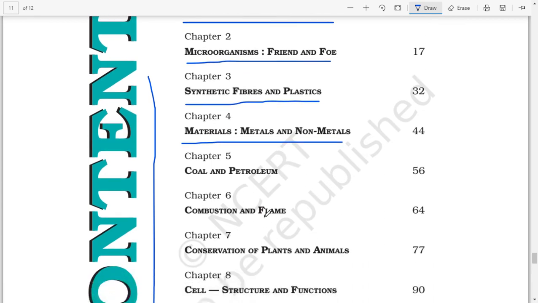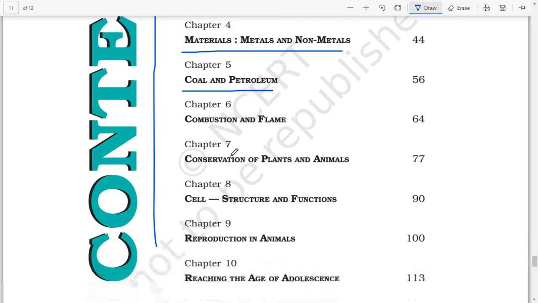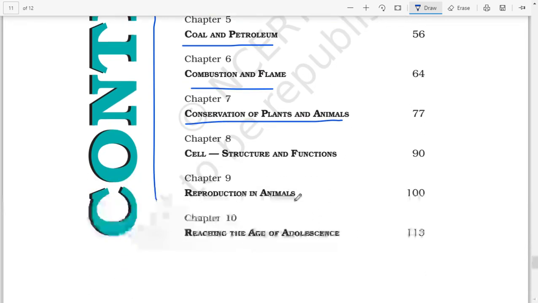Chapter 5, Coal and Petroleum. Chapter 6, Combustion and Flame. Chapter 7, Conservation of Plants and Animals. Chapter 8, Cell Structure and Function.